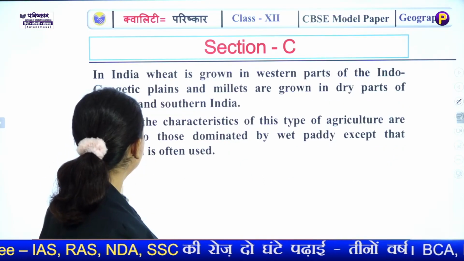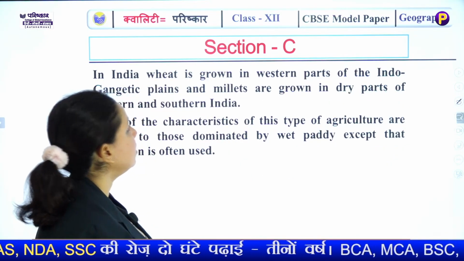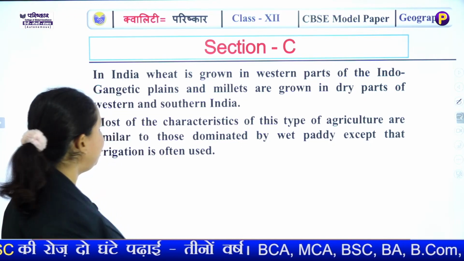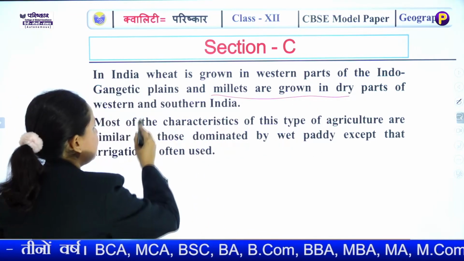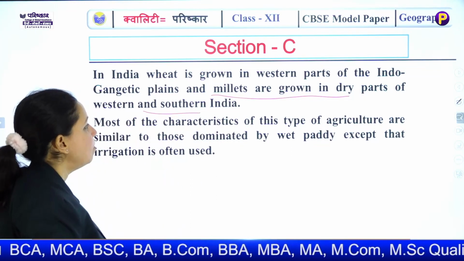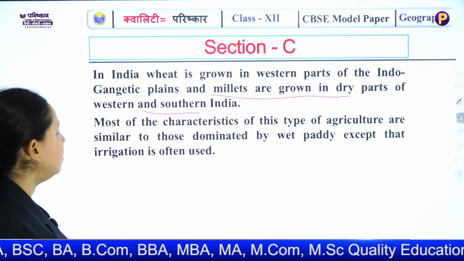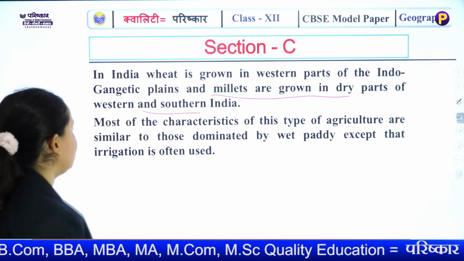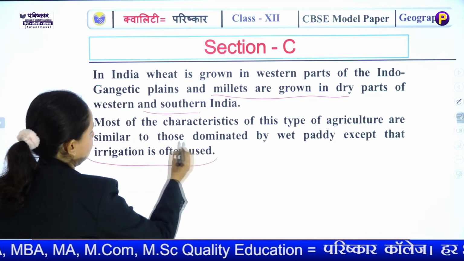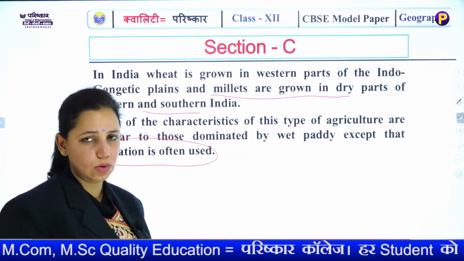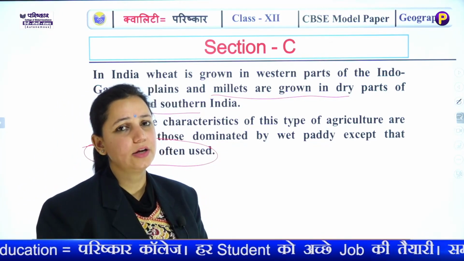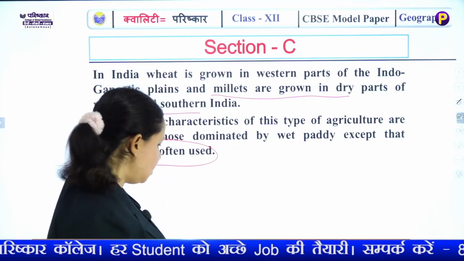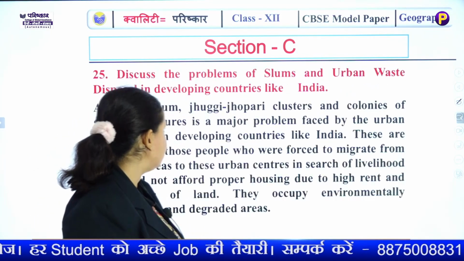So this is in India. Wheat is grown in the western part of the Indo-Gangetic plain and millets are grown in the drier parts of western and southern India. Most are similar to wet paddy except that irrigation is often used here because they are grown in somewhat dry areas, less wet areas. Irrigation is used in this type of cultivation.